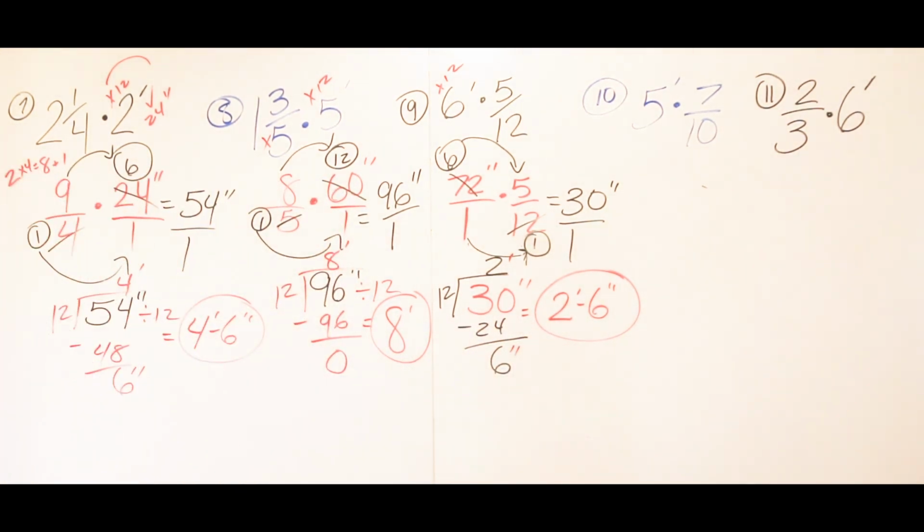Let's look at number 10. Number 10, we got 5 feet times 7/10. What do we need to do with that 5 feet?